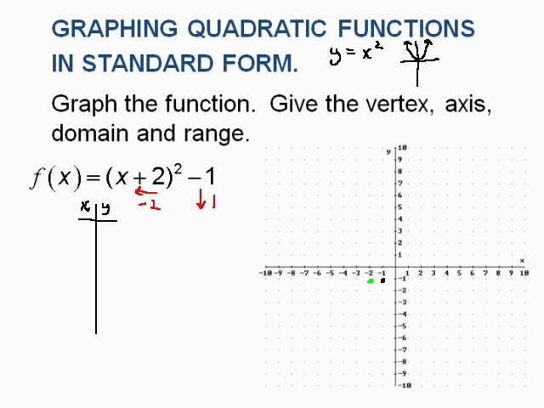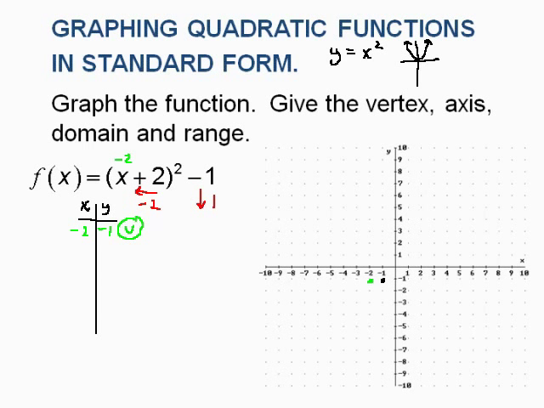Now notice if we put negative 2 in for x, this becomes negative 2 plus 2, so we get 0 in that big parentheses there, minus 1. So when x is negative 2, y would be negative 1, and there I'm going to put v for vertex.